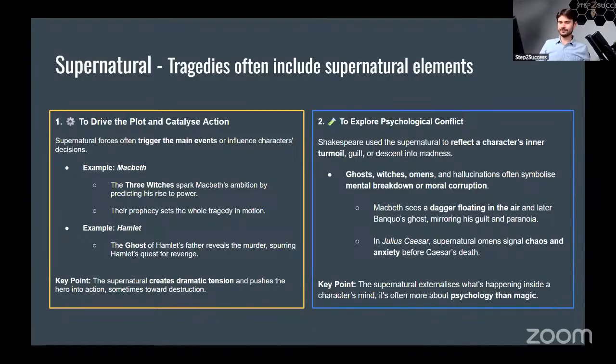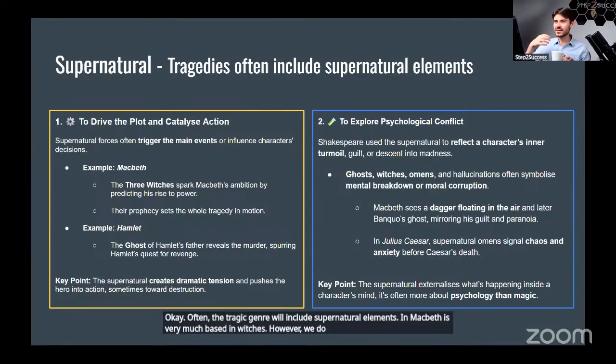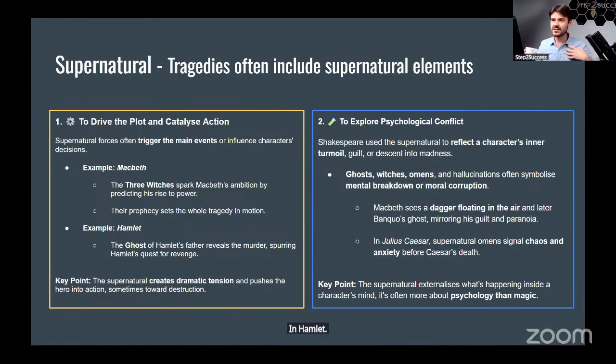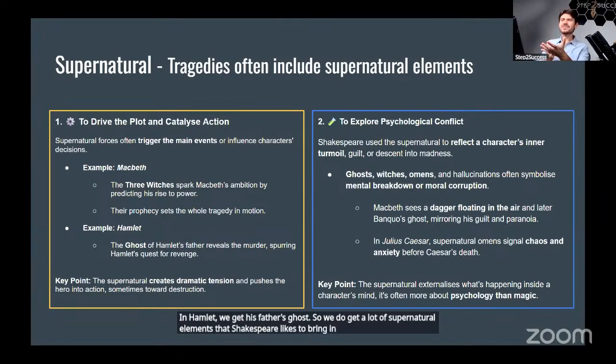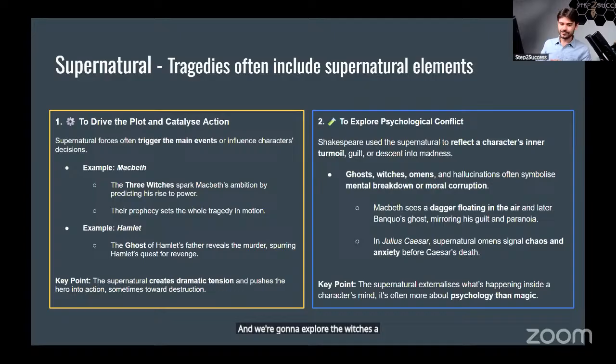Okay. Often, the tragic genre will include supernatural elements. In Macbeth, it's very much based in witches. However, we do get the ghost of Banquo. In Hamlet, we get his father's ghost. So we do get a lot of supernatural elements that Shakespeare likes to bring in. And he does this for several reasons. And we're going to explore the witches a bit more later.